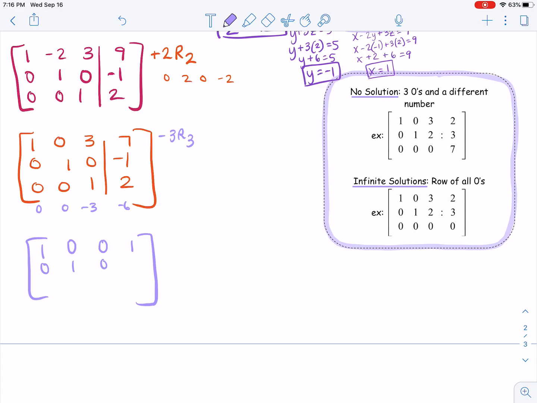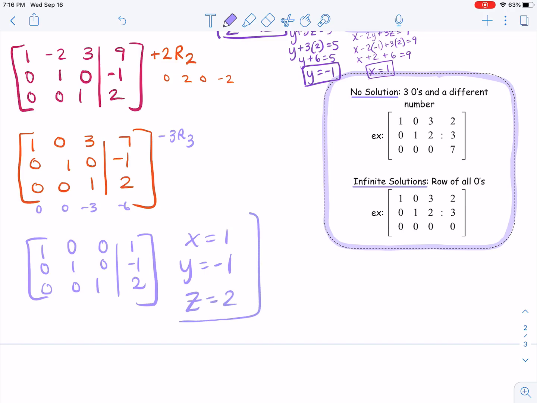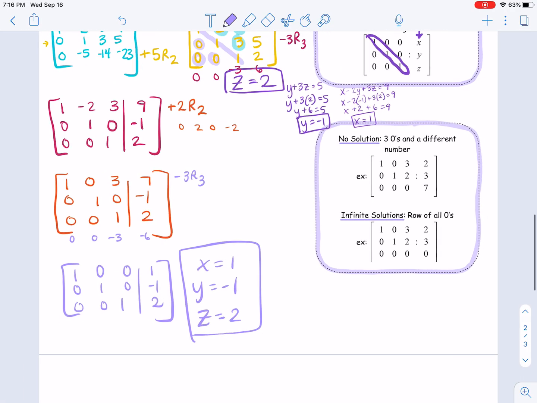Nothing changes anywhere else. And hallelujah, praise the Lord, I have gotten it in reduced row echelon form. And this literally tells me that x equals 1, y equals negative 1, and z equals 2, which is the same exact thing we got up here.